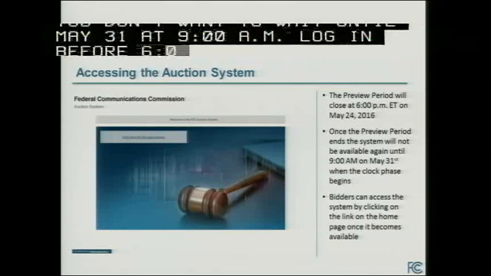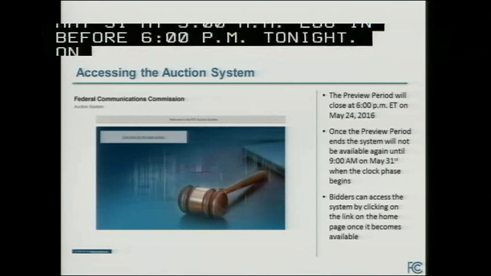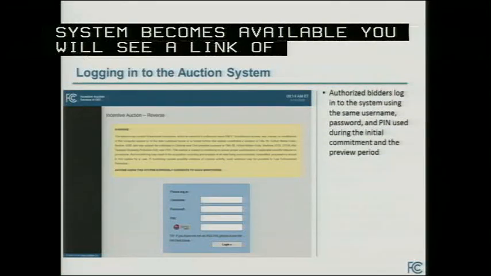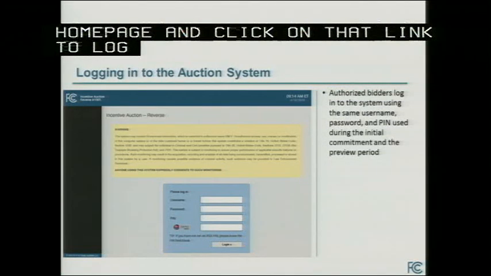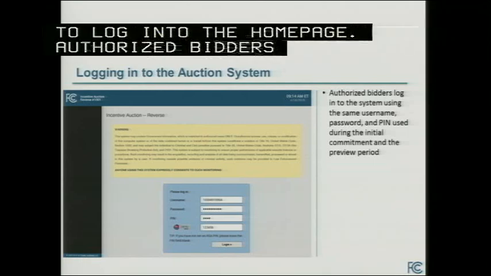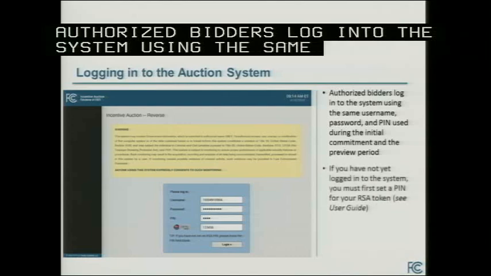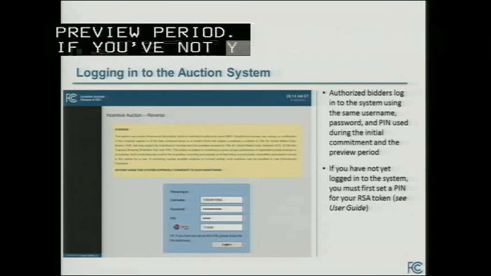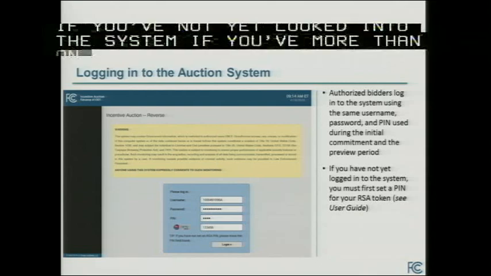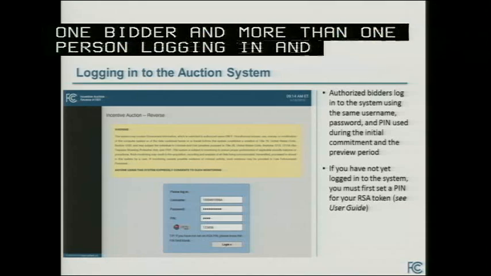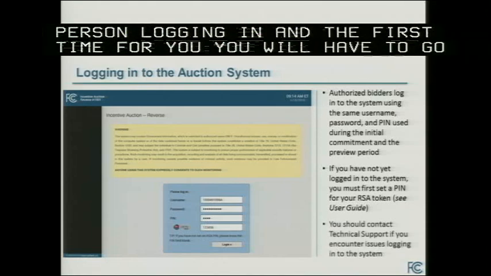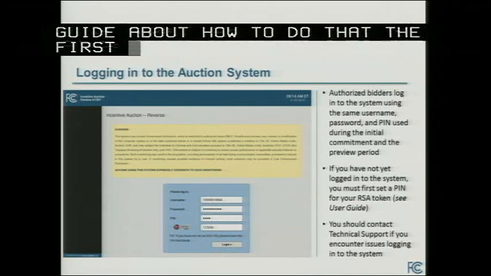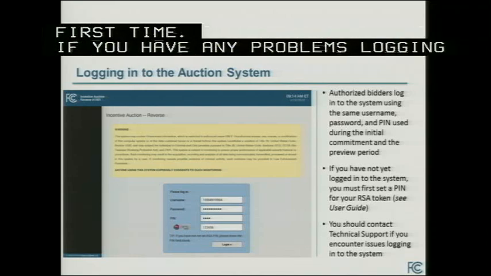On May 31st at 9 a.m., when this system becomes available, you will see a link on the auction homepage, and you click on that link to log into the system. Authorized bidders log into the system using the same username, password, and PIN used during the initial commitment and the preview period. If you've not yet logged into the system, if you have more than one authorized bidder and one person has been logging in and now it's the first time for you, you will have to go through the process of setting a PIN. There's information in the user guide about how to set your PIN for the first time. And if you have any problems logging in, you should contact technical support. That number was provided to you in your final confidential status letter.